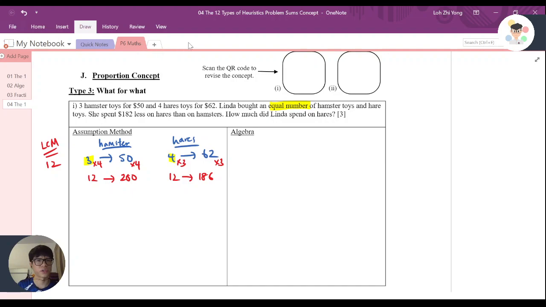Now, let's continue to read the question. It says that she spent $182 less on hamster toys than on hamsters, which means the hamster toys cost more, basically. Let's minus: 200 minus 186 is 14 only. But here it is $182, and this is $14.